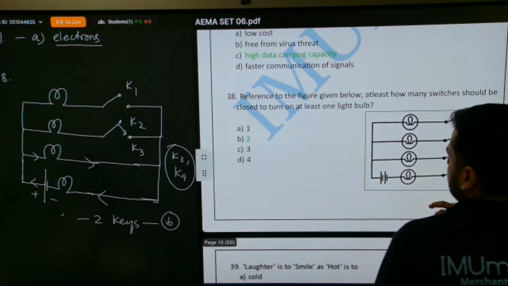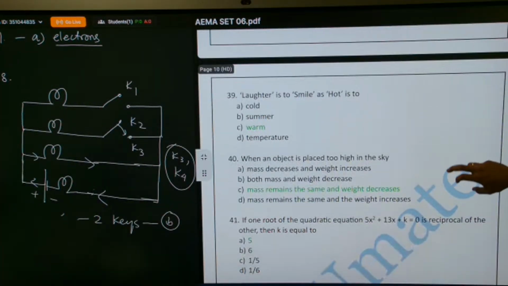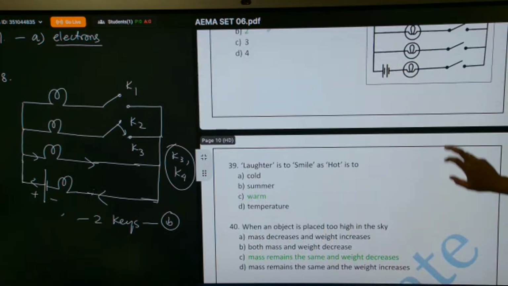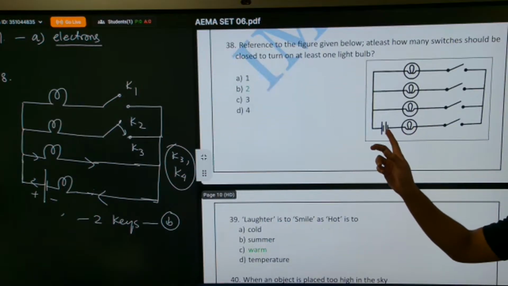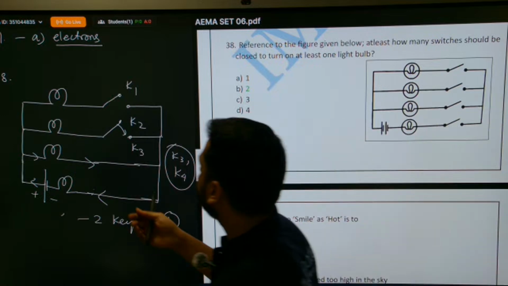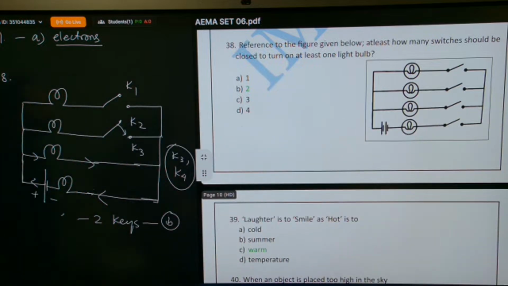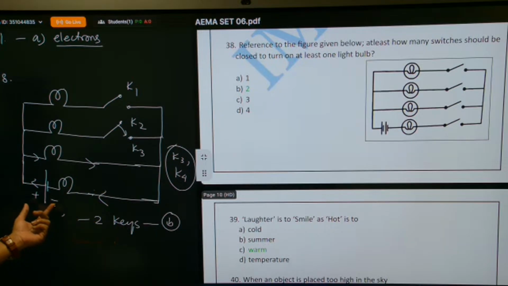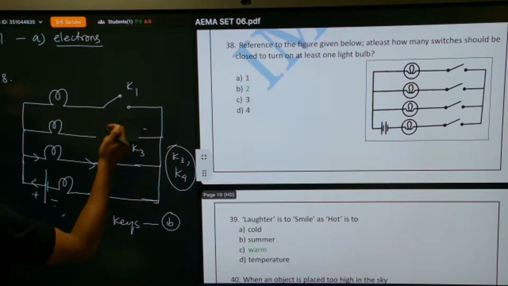Okay, let's go to the next part. Any confusion with this? If we connect K2 and K3, still it won't work. This lower key has to be connected. Otherwise the cell would remain disconnected. No, this would not work.